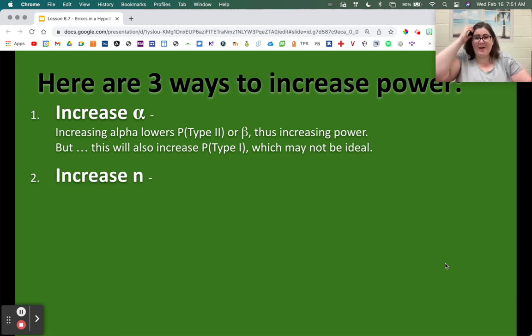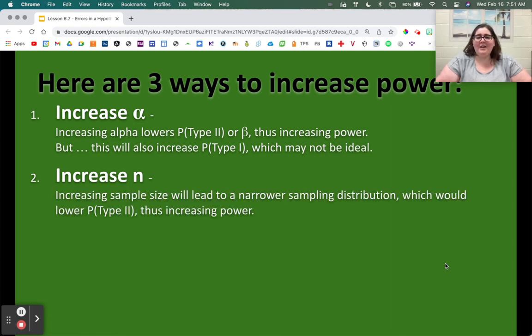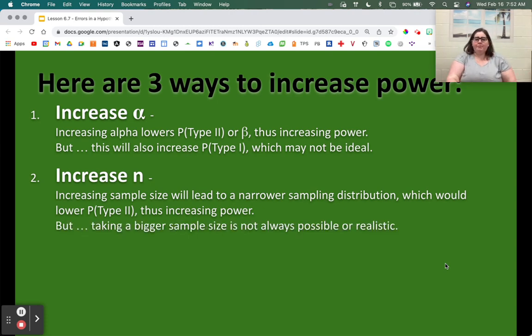Another way to increase power, kind of a big fix for anything in statistics, is increasing sample size, right? Increasing sample size is going to make our sampling distribution narrower, which would then lower the probability of type 2, which increases power. Our errors in a hypothesis test exist in the tails of that normal model, and at some point I may visualize this for you or point you to a good visualization of it. So anytime we're increasing sample size and narrowing our distribution, it's going to make those tail areas smaller.